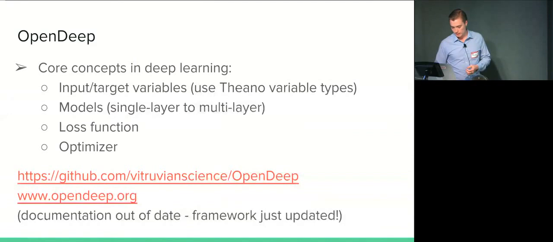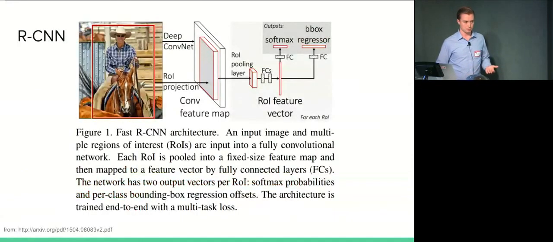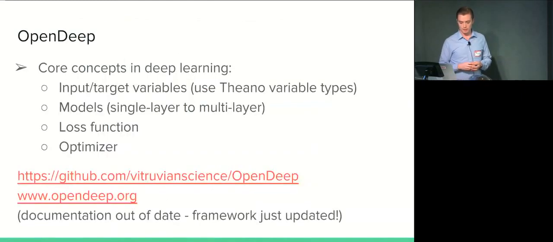So that's kind of the architecture that's used now for region proposal networks, and then the RCNNs. We'll do a little bit of an intro to OpenDeep, so you can get an idea of the code behind it, and then I'll show you the region proposal network actually coded.